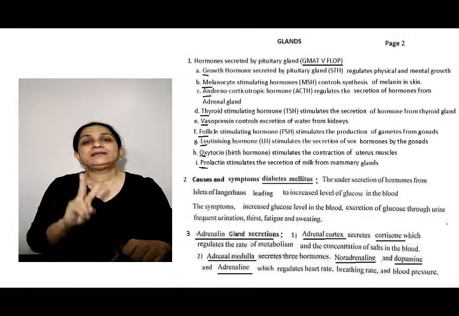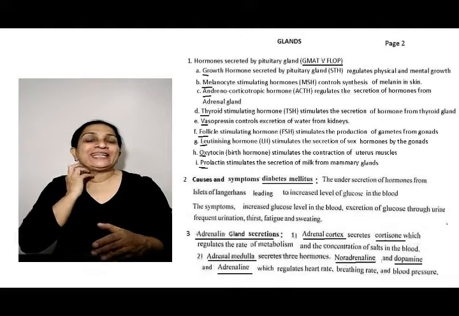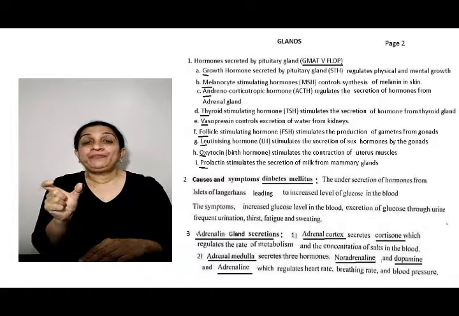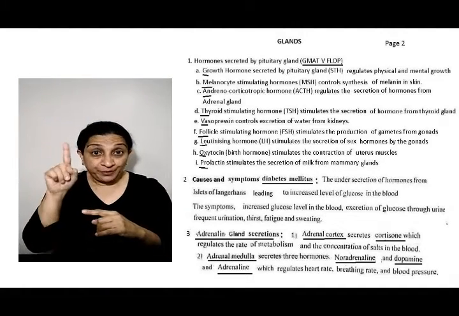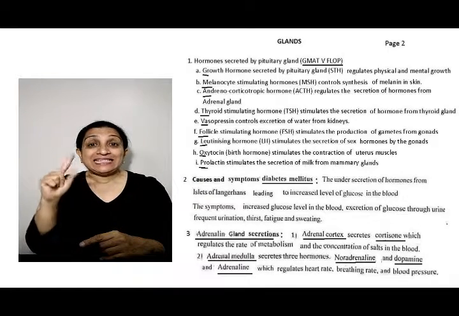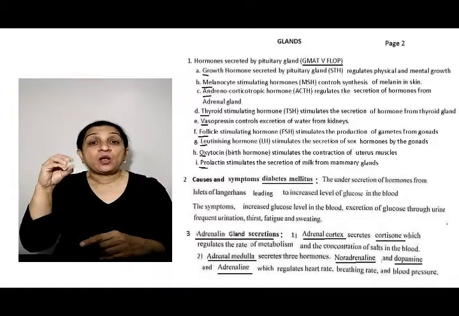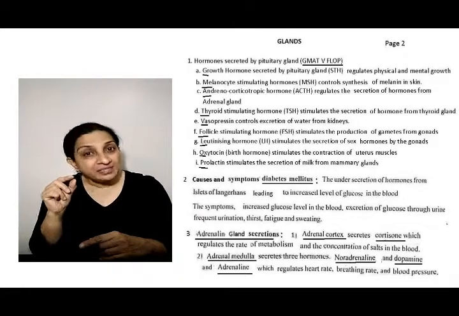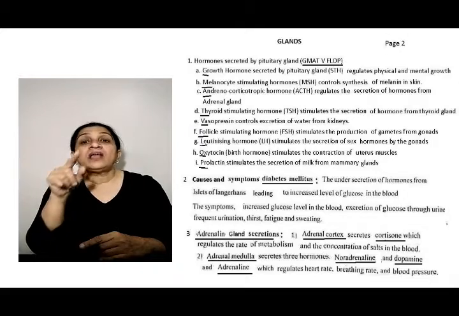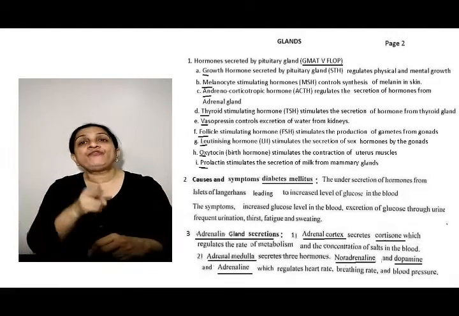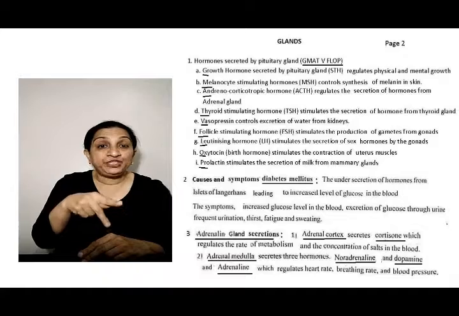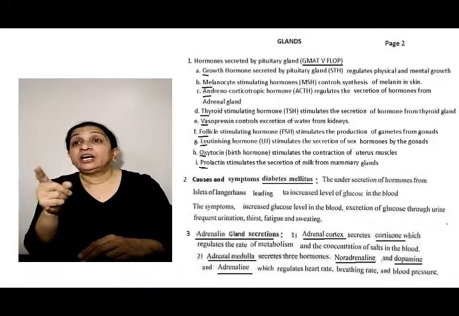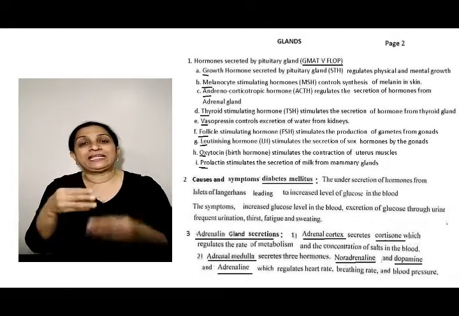Now we will see the second page of glands. You must remember the term I have written at the top, GMAT V flock. That is the first letters of all the different kinds of hormones that are secreted by the pituitary gland. So now you have nine hormones that are secreted.